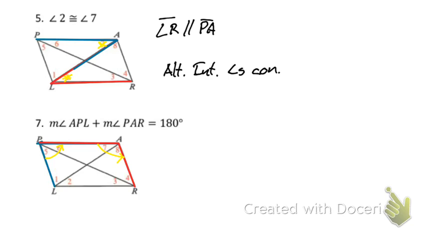Awesome. So we're going to say that PL is parallel to AR, and that is going to be because of our same side interior angles converse. You have to say it like that, by the way. You have to. Otherwise, you lose points.